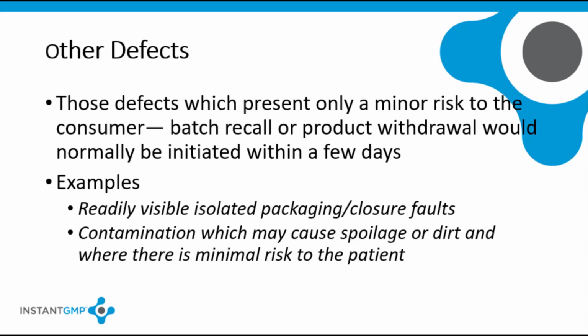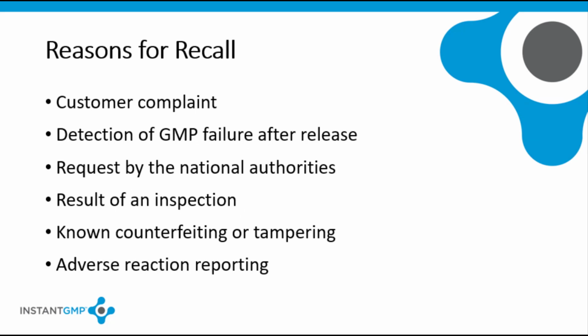Other defects are those defects which present only a minor risk to the patient. Examples of such a defect are readily visible isolated packaging/closure faults, contamination which may cause spoilage or dirt and where there is a minimal risk to the patient. It is important that complaints that result in potential recall situations are properly categorized. Then the company can initiate recalls with the correct level of urgency and not unduly alarm patients or the public.